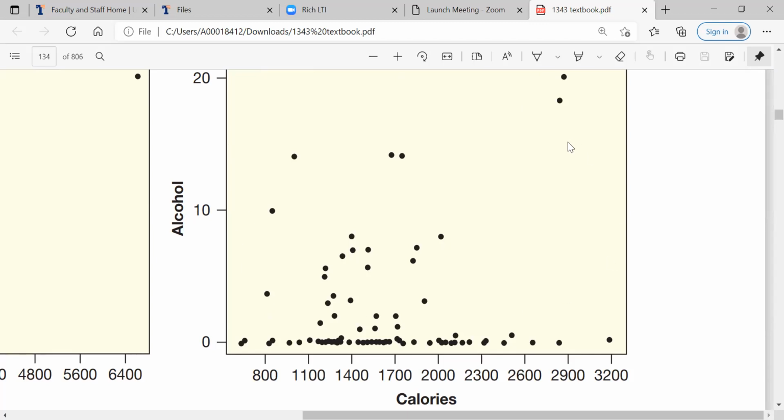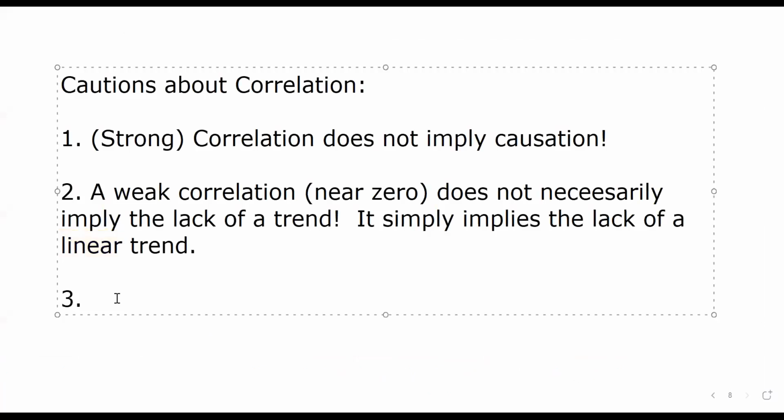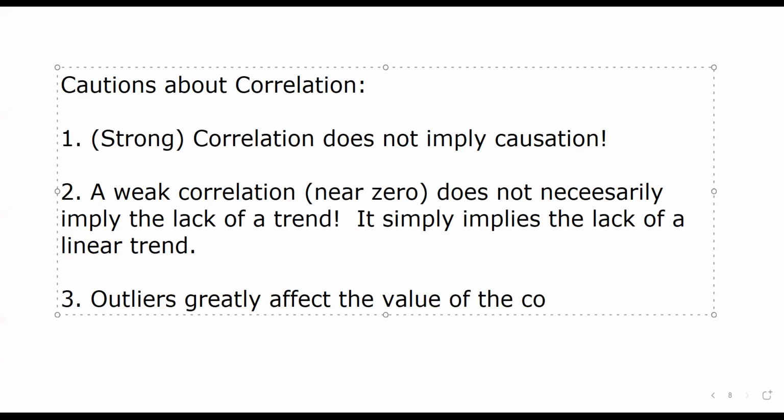When there's an outlier, it forces you to zoom out to see it, which makes all the other dots look closer than they are. So the third caution about correlation is obviously about outliers. Outliers greatly affect the value of the correlation and hence distort whether or not there really is a trend.